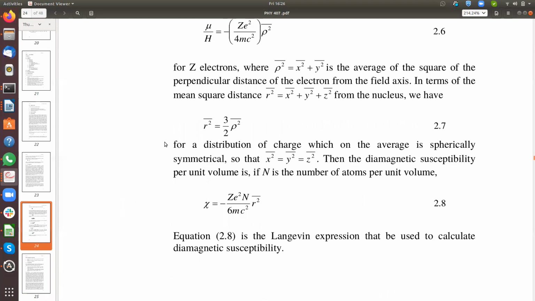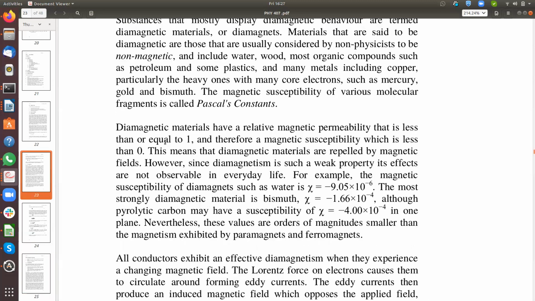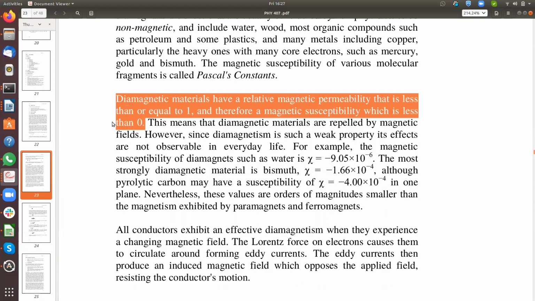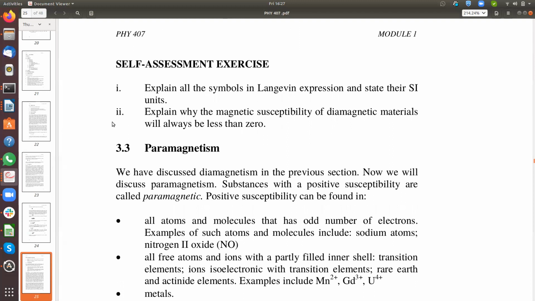The answer to this problem is here. If you read this place, diamagnetic materials have a relative magnetic permeability that is less than or equal to 1. Therefore, the magnetic susceptibility is less than 0. So if you can interpret this statement, you answer this problem. This second problem, explain why the magnetic susceptibility of a diamagnetic material will always be less than 0, that statement clearly explains the reason why the value is always less than 0. Any questions so far? No, sir. Okay, good.